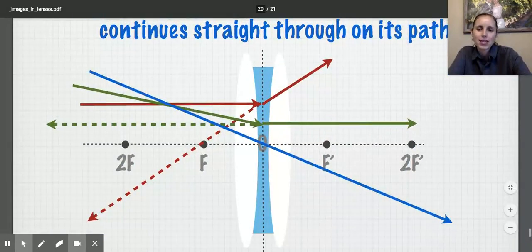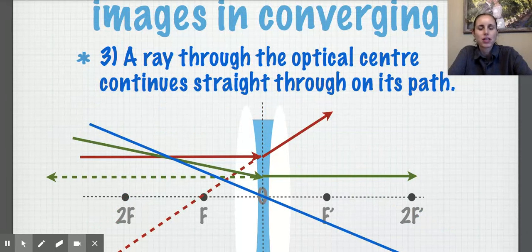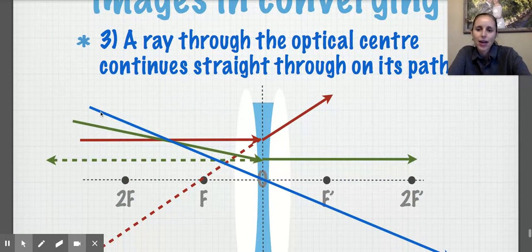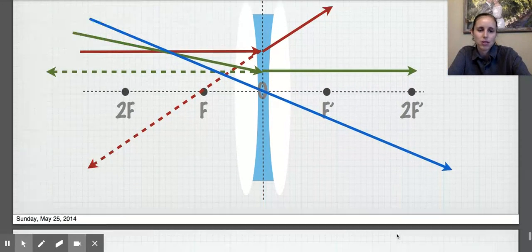My last rule is the same as rule number 3. So whether or not you're dealing with a converging or a diverging lens, they're the exact same. And here I just have my rule of going straight through my optical center. So a light ray that's traveling straight through the optical center of my diverging lens is again going to continue straight on through my optical center.